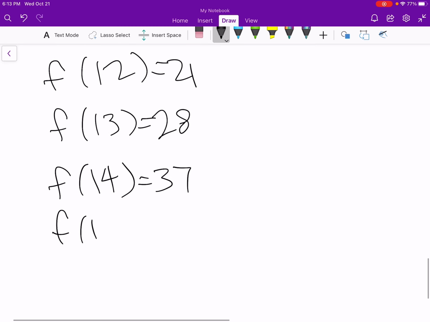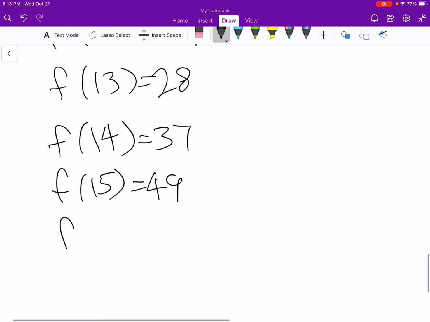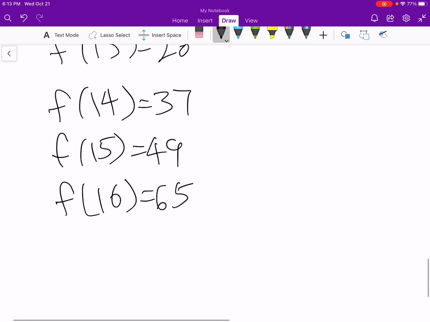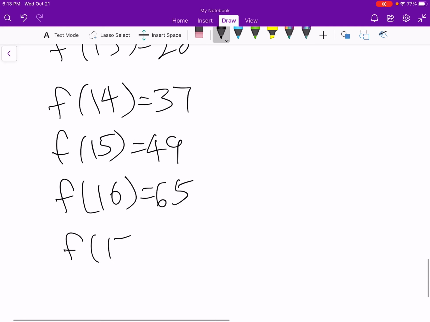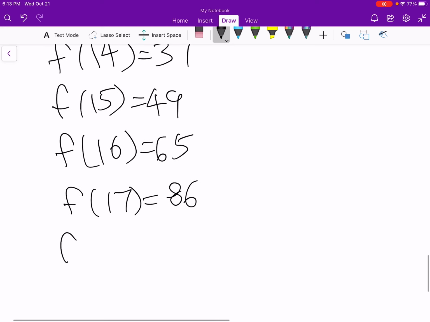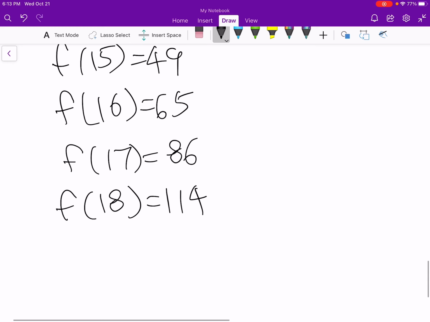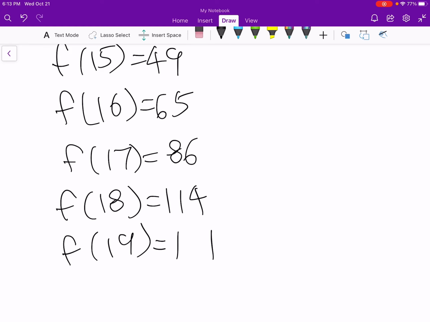f(15) equals 49. f(16) equals 65. f(17) equals 86. f(18) equals 114. And f(19) equals 151. Sorry, that should be a 5.